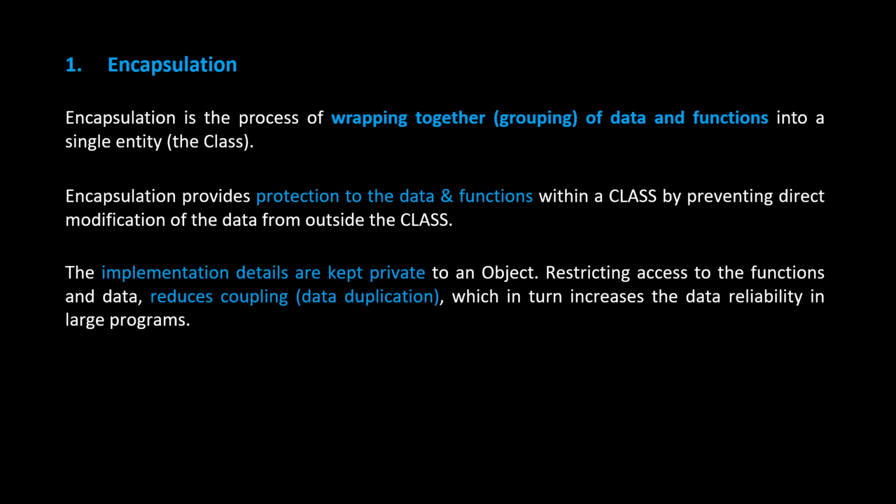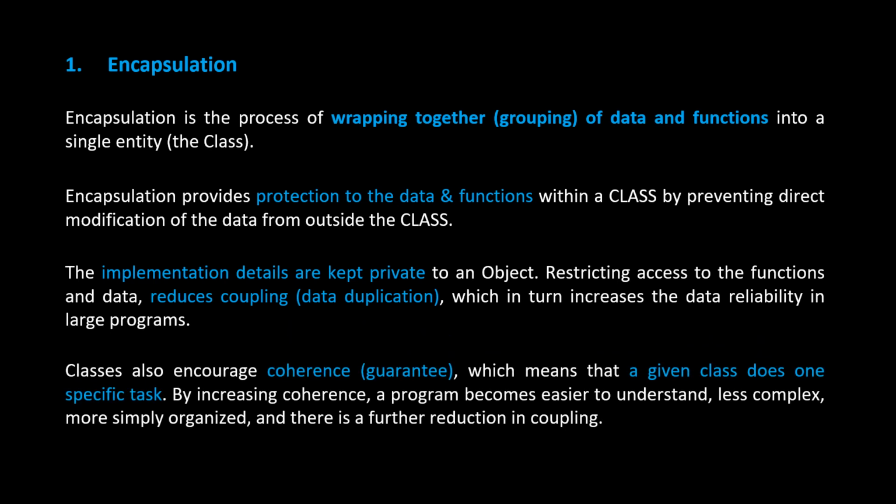Restricting access to the functions and data reduces coupling or data duplication, which in turn increases the data reliability in large programs. Classes also encourage coherence or cohesion, which means that a given class does one specific task. By increasing coherence, a program becomes easier to understand, less complex, more simply organized, and there is a further reduction in coupling.